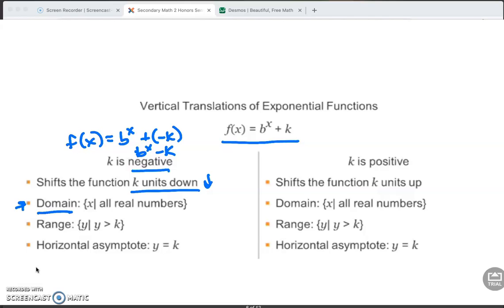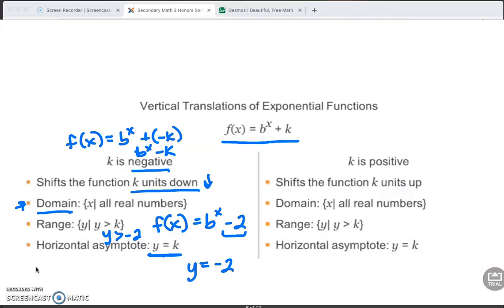Remember these exponential functions: the domain is all real numbers. Our range is going to be all numbers greater than k, because remember we have this asymptote at y equals k. So whatever k is, the range is going to be greater than that. So if we have f of x equals b to the x minus 2, then I know that our asymptote is equal to negative 2, and our range is y is greater than negative 2.